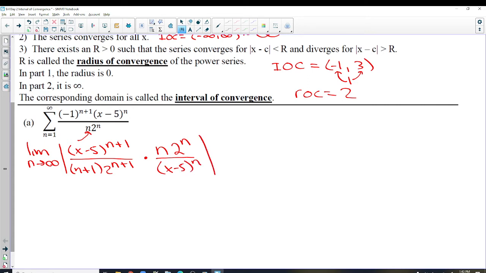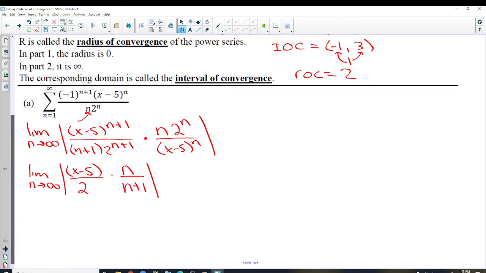And we take this one piece at a time now. We have the limit as n approaches infinity, absolute value of, we have an extra x minus 5 on top, an extra 2 in the denominator, and then we have n over n plus 1. But we're doing the limit as n approaches infinity. We're doing the limit on n. And the ending behavior ends up being 1 over 1. We have the absolute value of x minus 5 over 2 is less than 1.